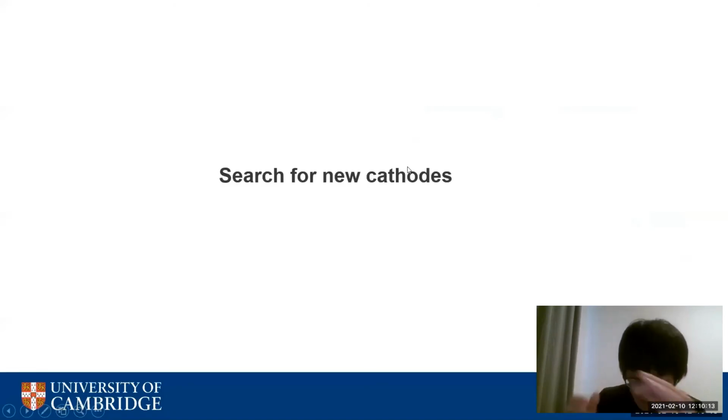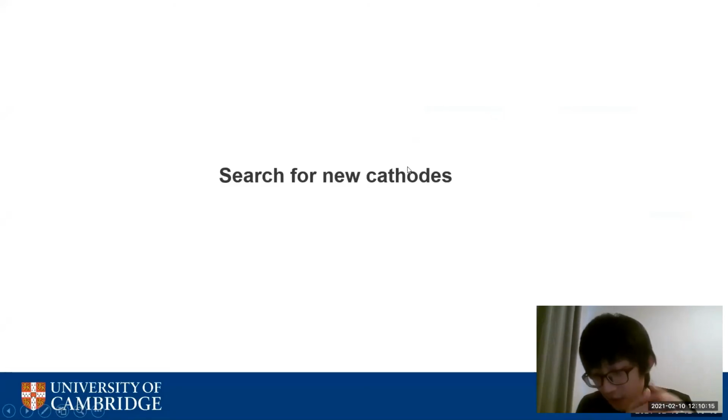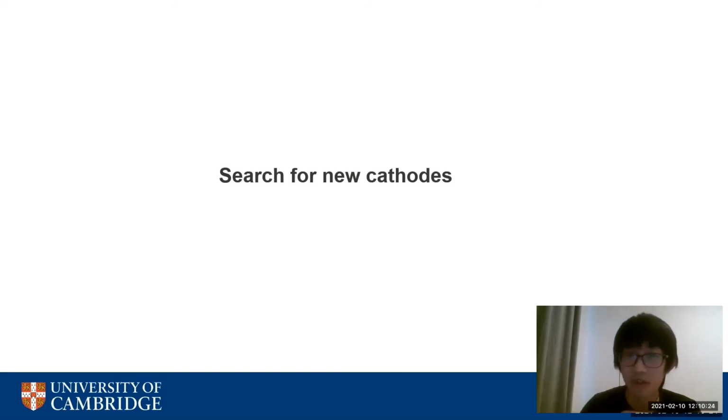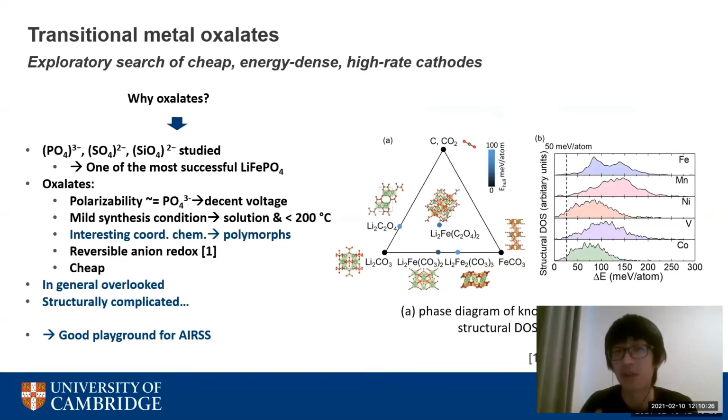Now we have used three examples to show how we can do efficient sampling of the low energy structures of cathodes. We can also do the full phase diagram search. Now we move to something really new, the new cathode materials we're looking at. This family of materials we are using AIRSS on are the transition metal oxalates.